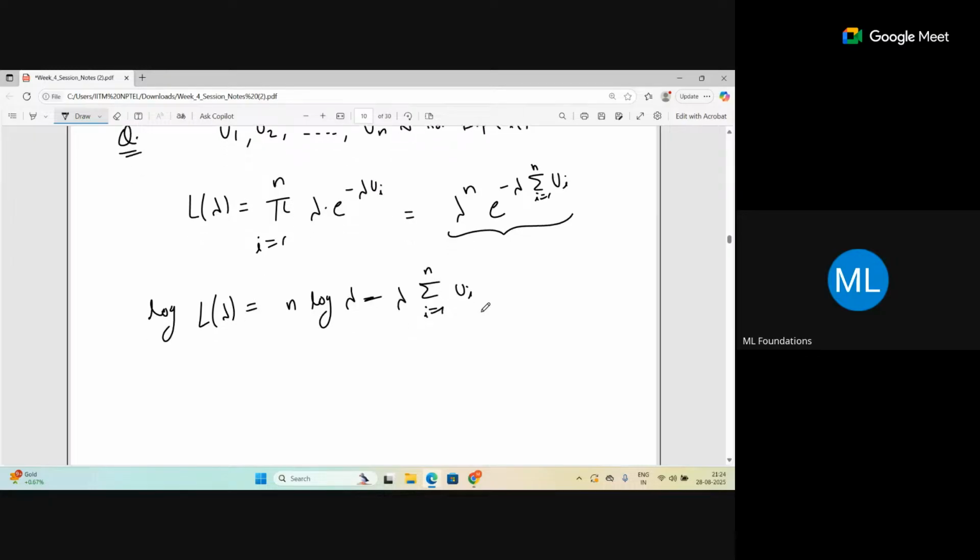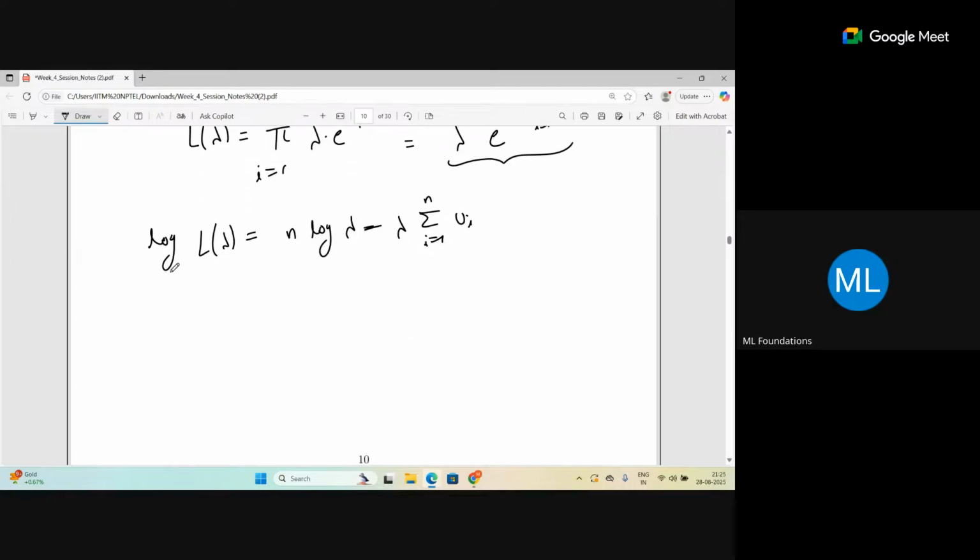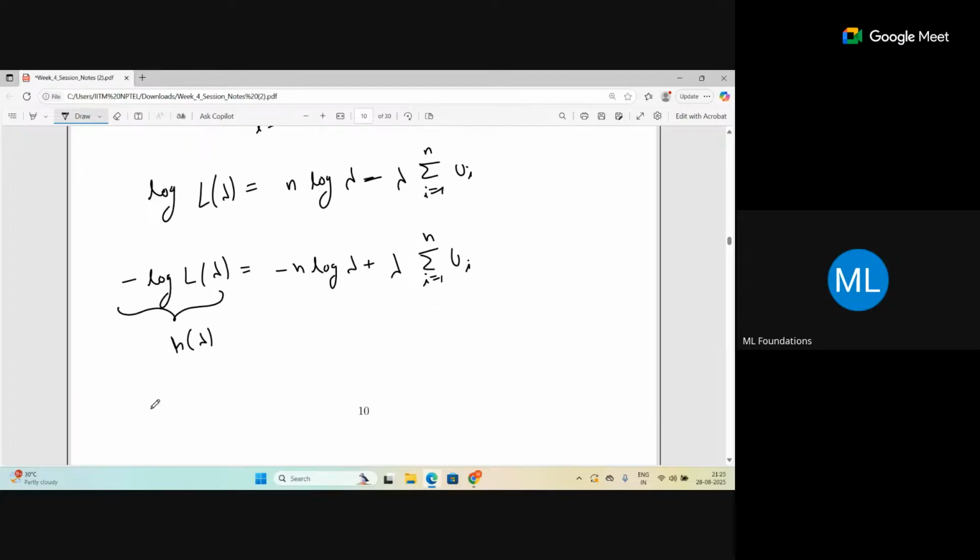The next step is either I can do the maximization of this, or if I want to do the minimization, I take the negative of the log likelihood. That negative log likelihood will be minus n log of lambda plus lambda times the summation of i equals 1 to n ui. Let us say this entire function is h of lambda. The next step is to differentiate this with respect to the parameter lambda and equate it to 0.